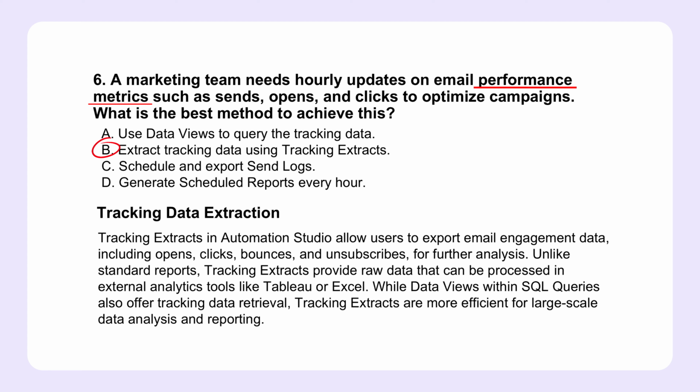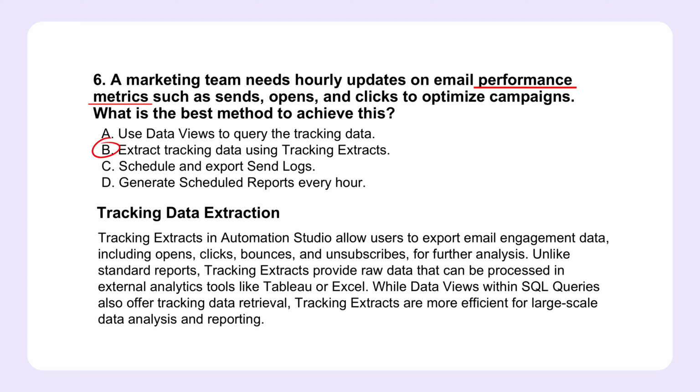So tracking extracts let you export all that detailed tracking data from Marketing Cloud. All those key email performance metrics like sends, opens, clicks, bounces, and more. You can set them up to run on a recurring schedule. And for this specific case, you can have it run every hour. And then that data can be delivered to an FTP site or your enhanced FTP within Marketing Cloud, so the marketing team can easily access it and do their analysis and reporting. So it's like an automated data pipeline constantly pumping out the latest performance numbers.